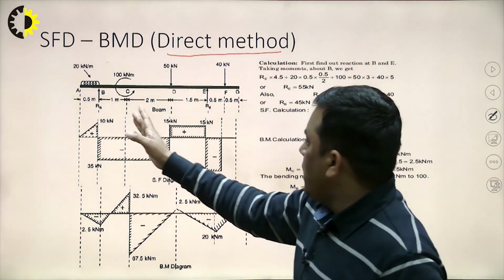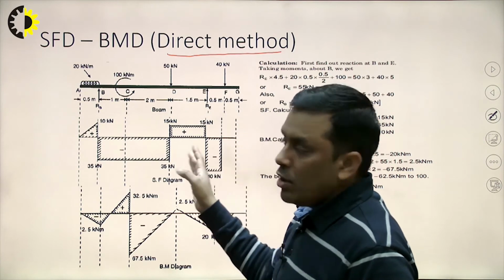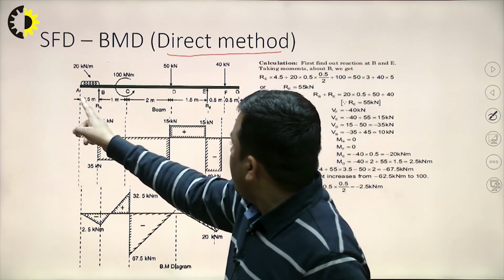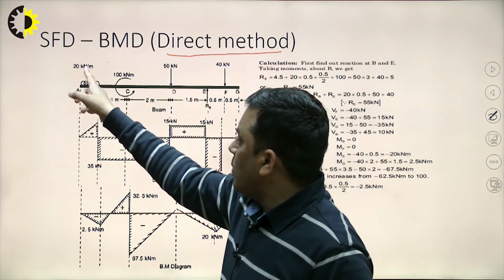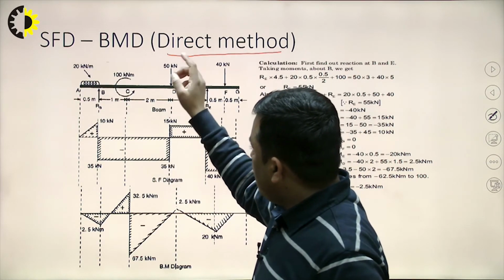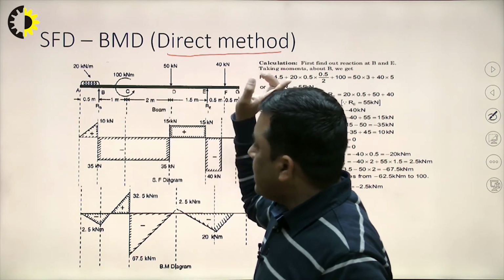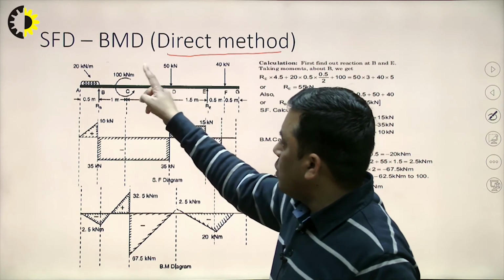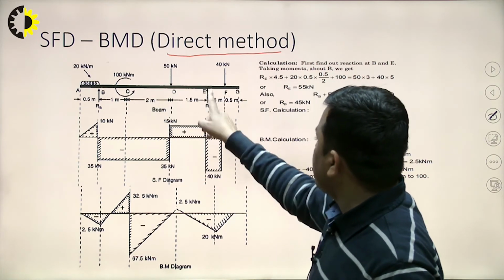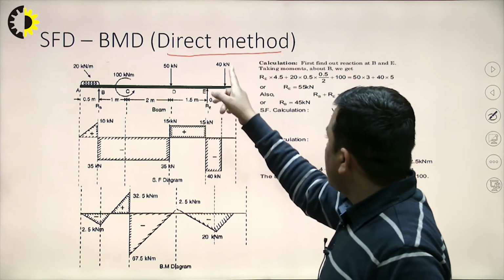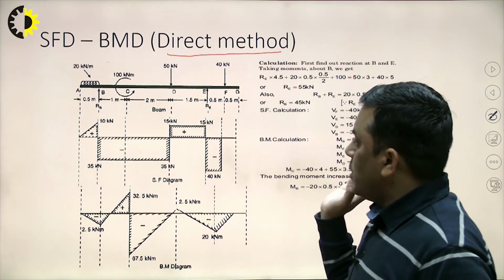So, now we are seeing a much larger beam which is loaded with multiple types of load. A beam is there: A, B, C, D, E, F, G. Between A and B there is a UDL of 20 kilonewton per meter intensity. At B it is supported by a simple support. At C there is a pure moment of 100 kilonewton meter. At D, 50 kilonewton. At E it is supported by a simple support, and at F there is a point load of 40 kilonewton downward. Okay.